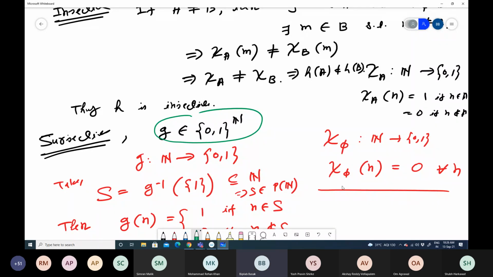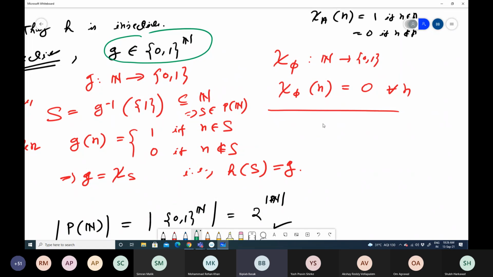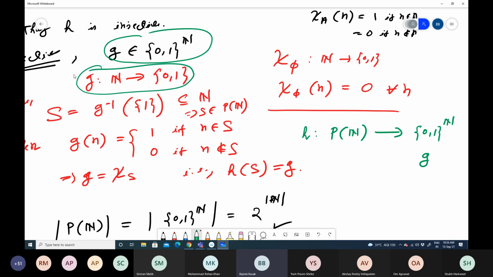Okay, so what was your domain? I think you are confused about what your domain and codomain are. So h is a function. Your domain is the power set of n, and what is your codomain? The codomain is this one. Right? Now we are taking an arbitrary element g from this set. Now what does it mean? It means g is a function from N to {0, 1}.